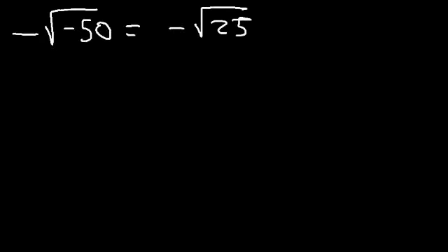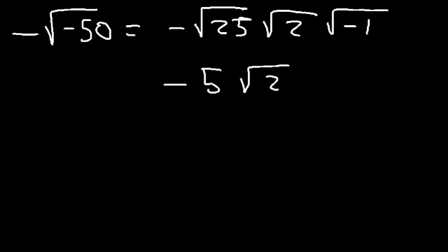Let's try another example like that. Go ahead and simplify negative square root negative 50. So this is negative times the square root of 25 times the square root of 2 times the square root of negative 1. Now 25 is a perfect square. The square root of 25 is 5, and the square root of negative 1 is i. So this is the answer: negative 5 radical 2i.